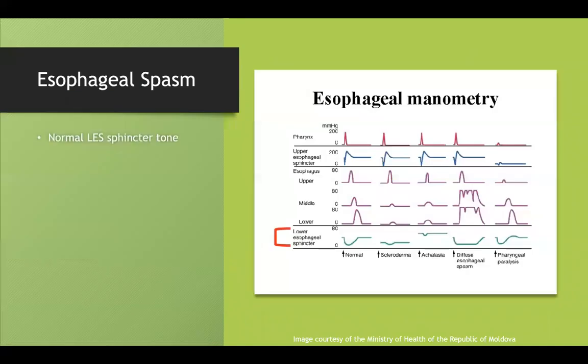So if this is our normal tone right here at the bottom right, you can see in diffuse esophageal spasm, it's actually pretty normal. It comes back up to baseline like it should. But the peristaltic contractions are very abnormal. They don't have any rhyme or reason. They're not methodical in any way.